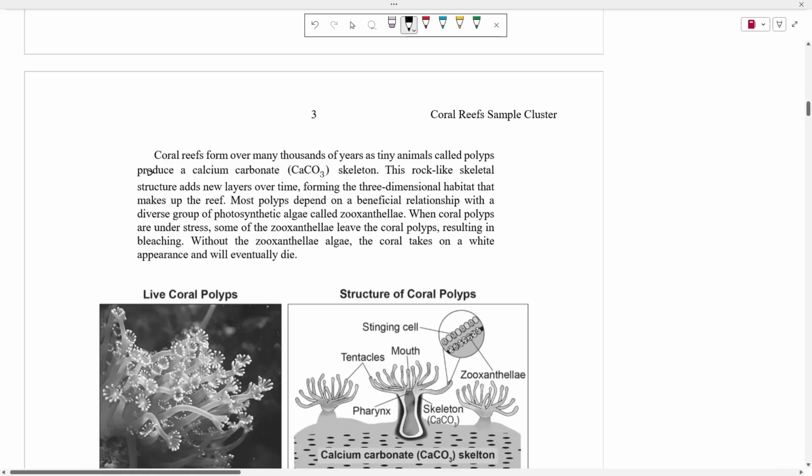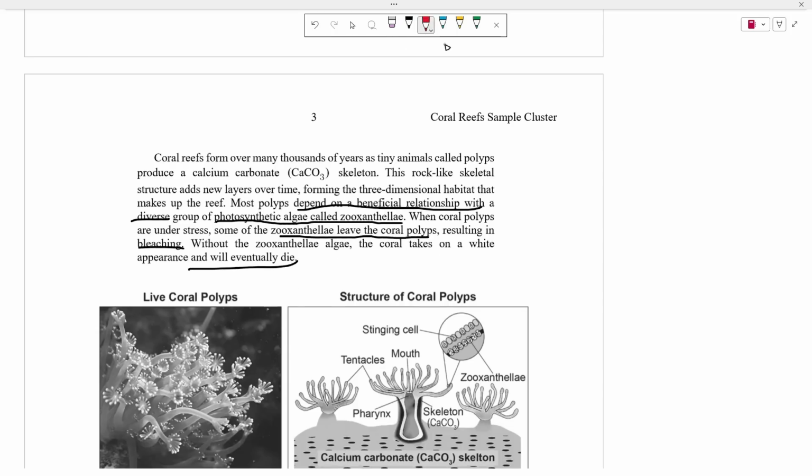So the next part of this article says that coral reefs form over many thousands of years as tiny animals called polyps produce a calcium carbonate skeleton. This rock-like skeletal structure adds new layers over time, forming the three-dimensional habitat that makes up the reefs. Most polyps depend on a beneficial relationship with a diverse group of photosynthetic algae called zooxanthellae. When coral polyps are under stress, some of the zooxanthellae leave the coral polyps, resulting in bleaching. Without zooxanthellae algae, the coral takes on a white appearance and will eventually die.